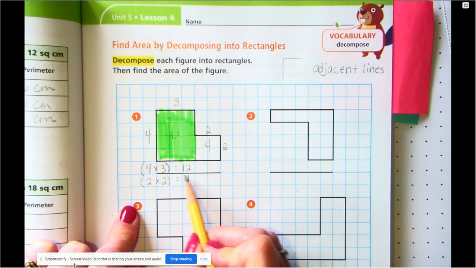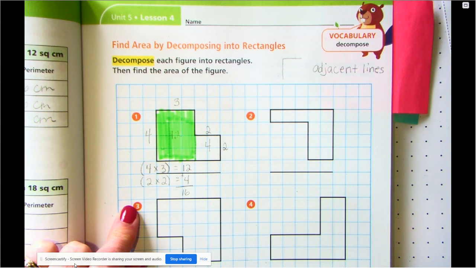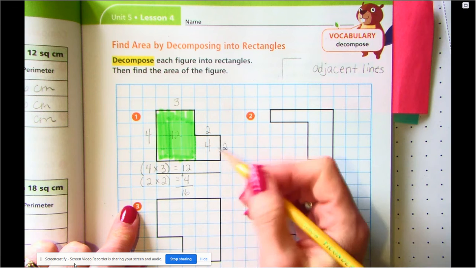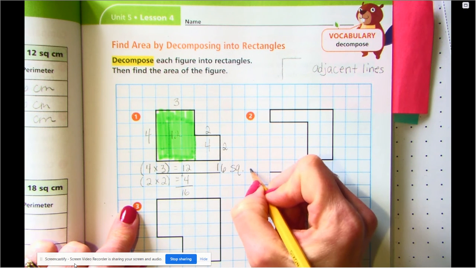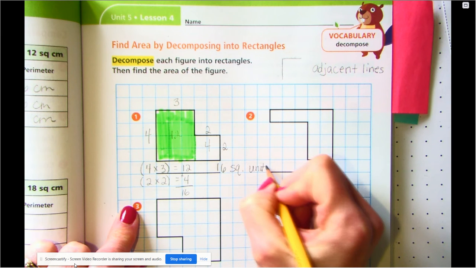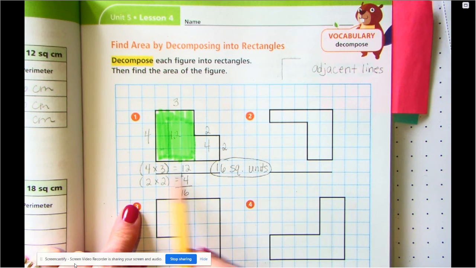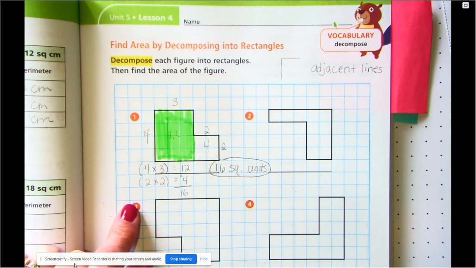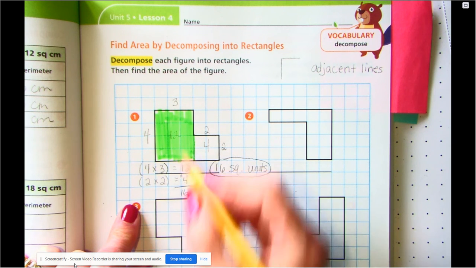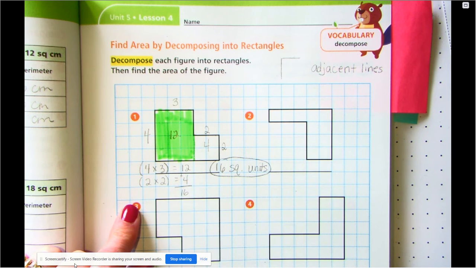12 plus 4 is 16. So the area of this figure is 16 square, and we're going to write units. Okay, and I want you to circle that because that's our answer. Sometimes when we write lots of different equations, it's hard to know what our answer is in the end. So if we circle it, that ensures that you can see it and that your teacher can see it. I'm going to make this a little bit darker too, so that you can see the area there.